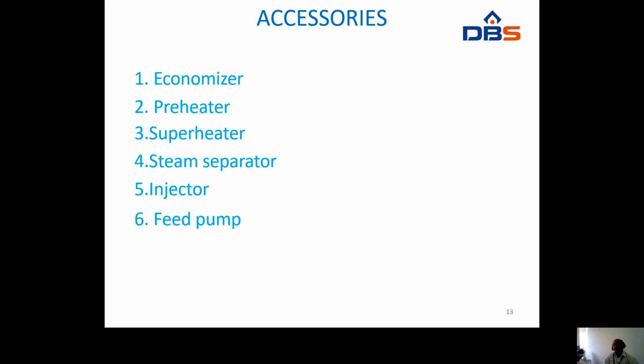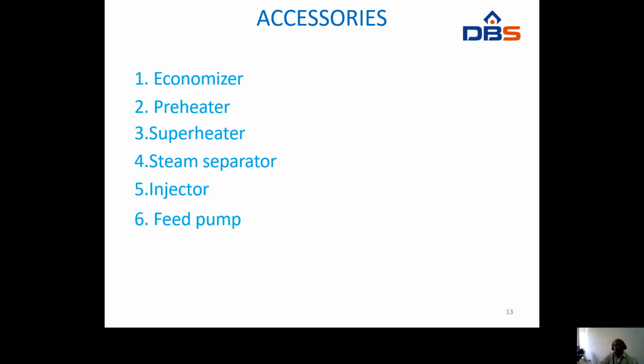So these are the mountings. Mountings are meant for safety. We have discussed many mountings. Now coming to the accessories. Accessories are meant to increase the performance of the boiler. Here there are different accessories we are going to discuss: economizer, preheater, superheater, steam separator, injector, and feed pump.